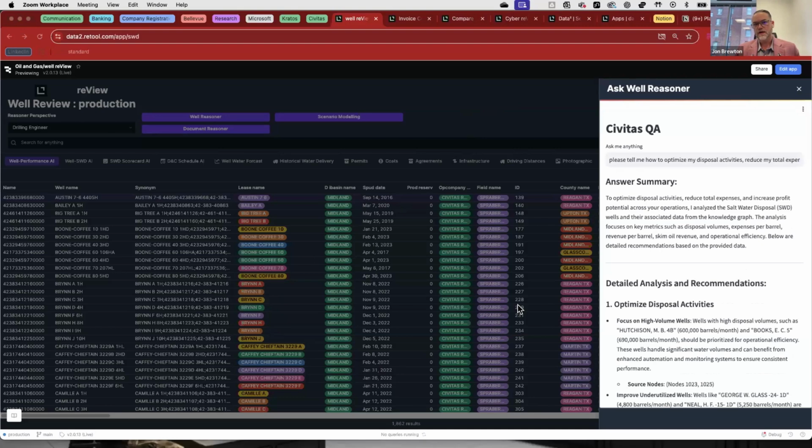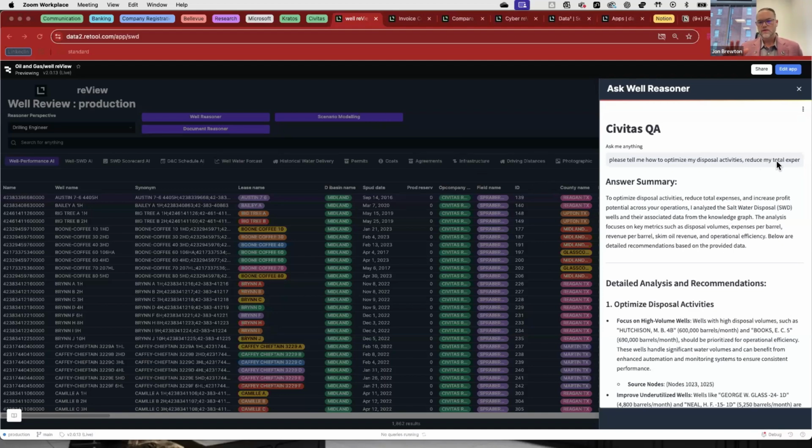There was a bunch of digital files, and it really scanned sort of an entire landscape of, hey, what functional groups are represented? What do we know about these assets? How can we ascertain at a high level what these assets are and what we can do with them? But the first question they asked us is, we picked up some midstream assets and we really want to understand how to optimize our disposal activities, reduce our total expense, and increase our profit potential on these assets because this is a new business opportunity for us.